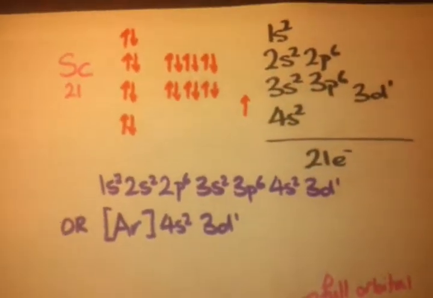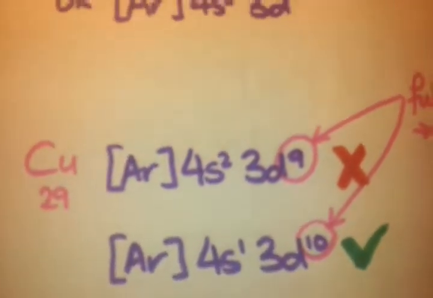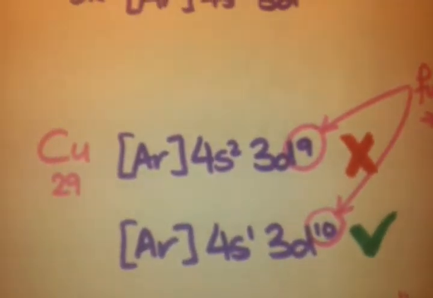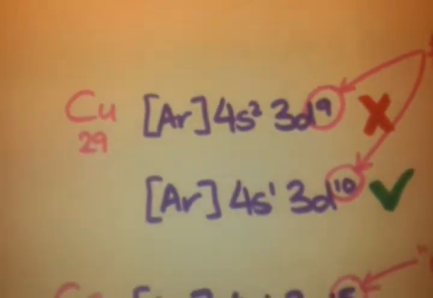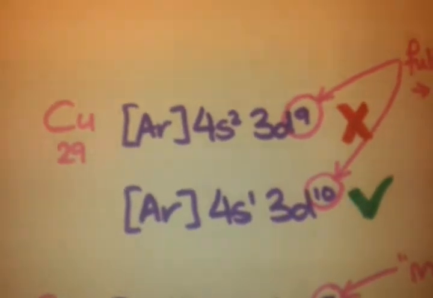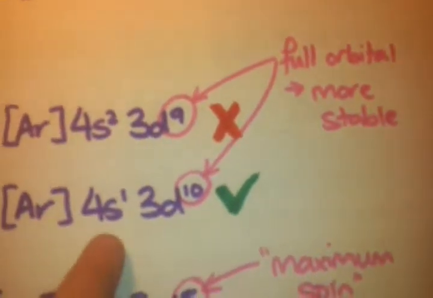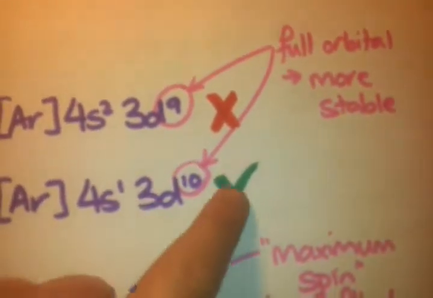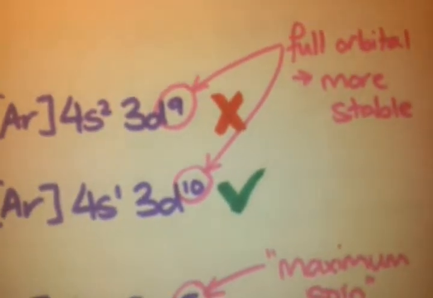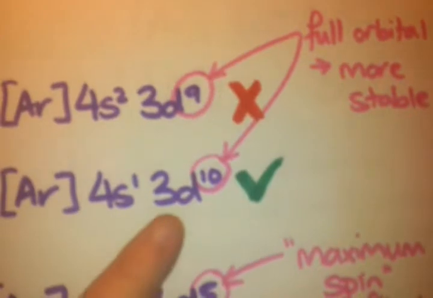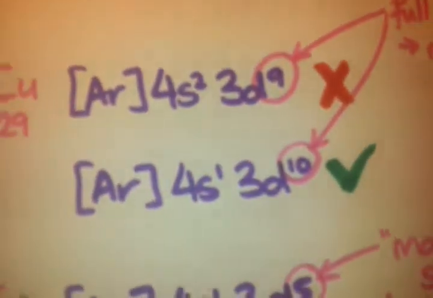Okay, let's have a look at some that aren't quite so easy. First of all is copper. Now you'd expect copper to be the argon configuration, then 4s2, 3d9, but actually we find that it's argon, then 4s1, 3d10. The reason for that is that when it's the second one, you have a complete orbital. Actually, the third energy level is completely full. This is a much more stable arrangement, so this is what ends up happening. It's a more stable arrangement, so that's the electron configuration.